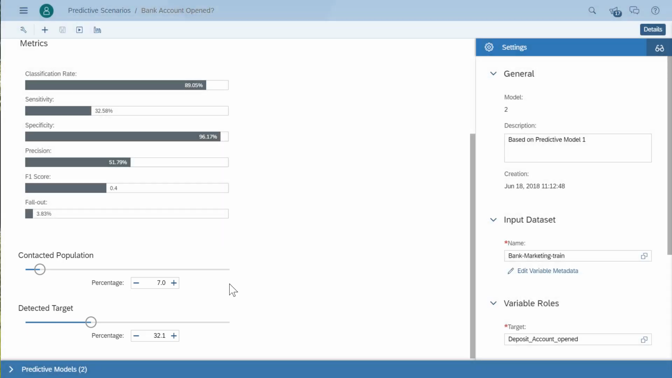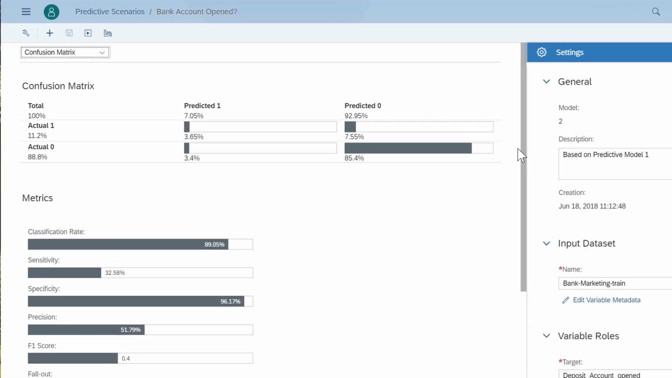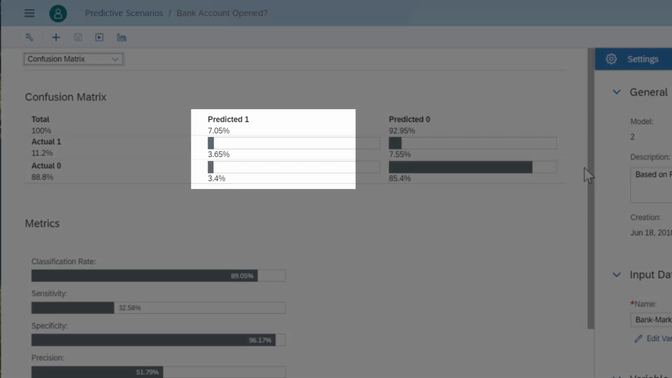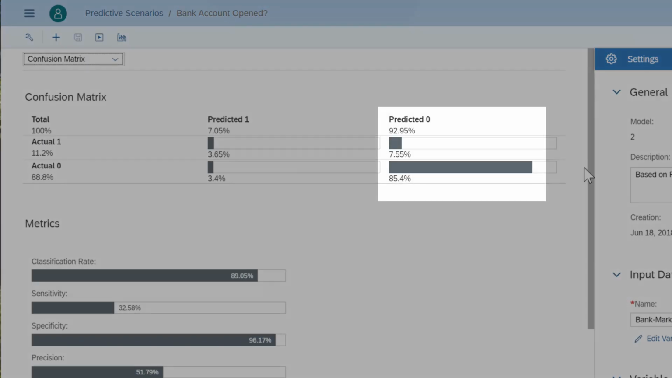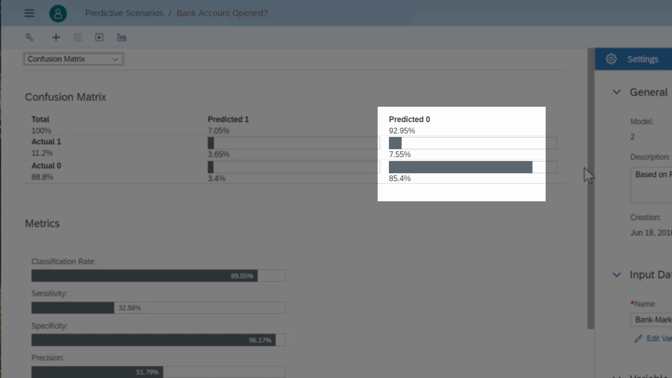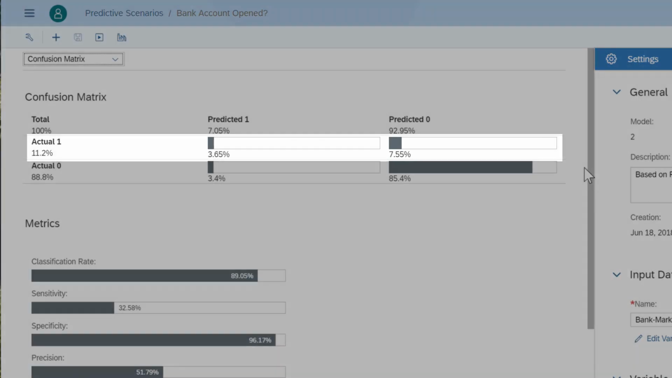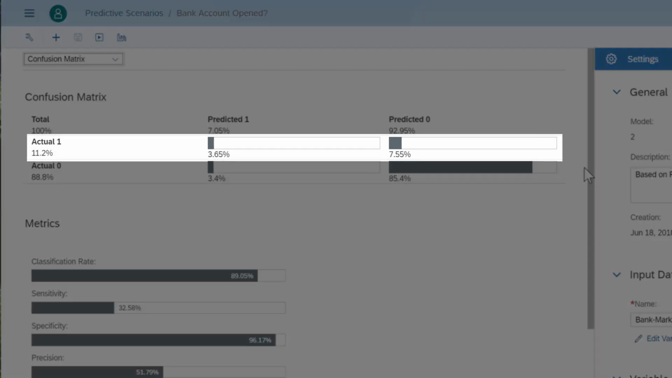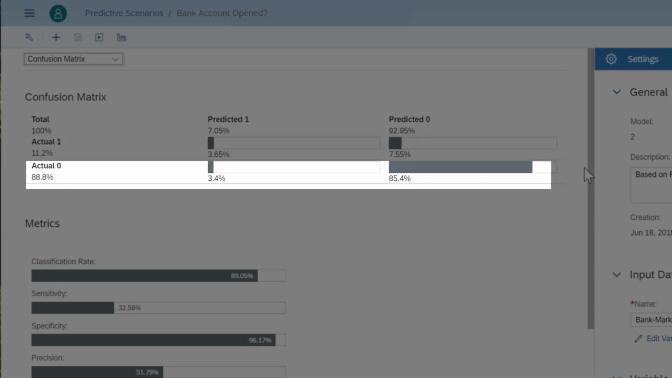Above the threshold is the category of customers most likely to open an account, and below, the category for those unlikely to open one. Column Predict 1 of the confusion matrix corresponds to customers likely to open a deposit account. The column Predict 0 shows customers unlikely to open an account. The first row, Actual 1, is for customers who actually have opened a deposit account, while row 2, Actual 0, shows those who have not.